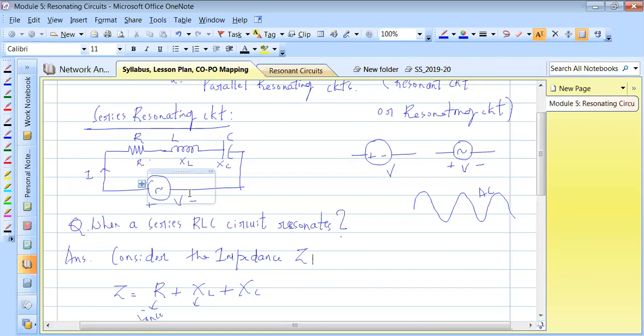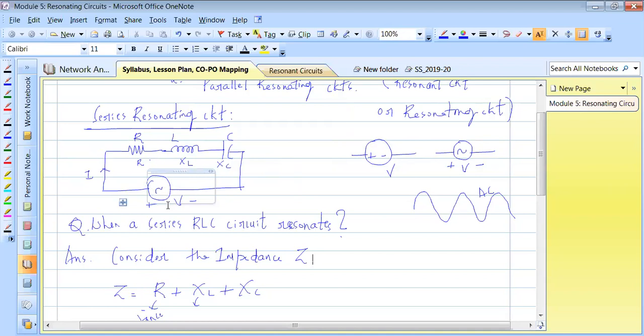Since it's a frequency selective circuit, we cannot have a DC voltage source. In a DC voltage source, what is the frequency? The frequency is 0. But in AC, you have different frequencies present. Understand that? So the AC voltage is what you need to apply to this resonating circuit, because this resonating circuit finds an application in frequency selective circuits.